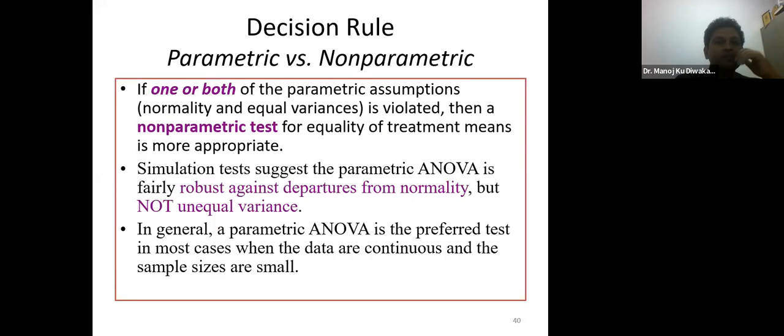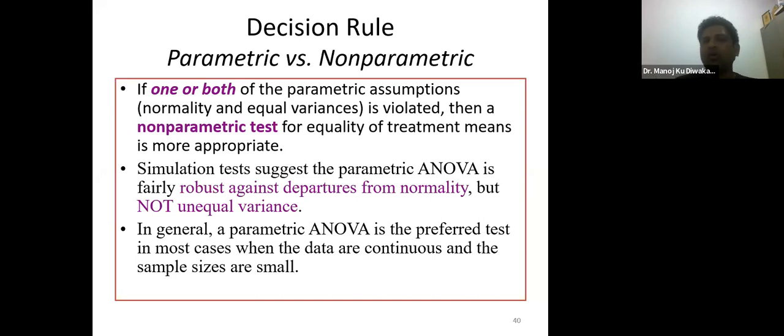So, parametric versus non-parametric, we already discussed that. Parametric means you need to follow the assumptions. If these assumptions are not followed, then you can go for the non-parametric.